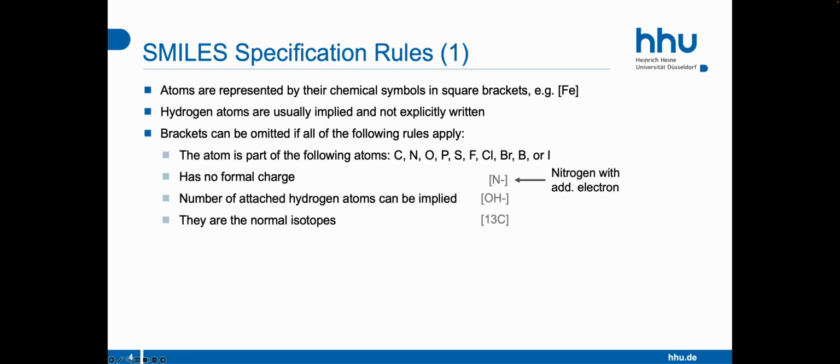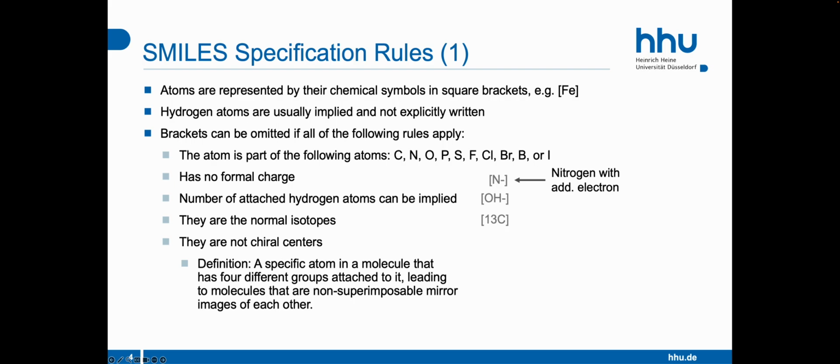And the last rule that has to apply so we can omit the square brackets around an atom is that the atom is not a chiral center. The definition of a chiral center is the following. An atom is the chiral center or stereocenter in a molecule if the atom is attached to 4 different groups, for example, to 4 different atoms, and where the mirror image of this molecule is not superimposable. This means we cannot rotate or move the mirror image in such a way that we get the identical molecule. This means that the order in which the groups are attached to this atom matters.